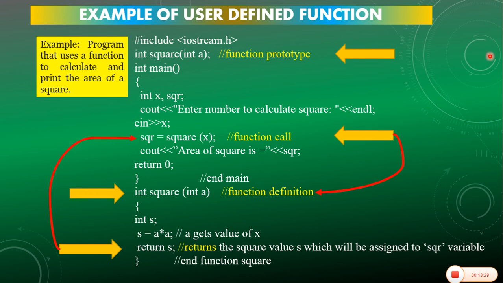The area of a square has been calculated by using the function. Square is the function name, and these are the parameters. This one is the function prototype. After that, the second part is the function call. Here is the function call.